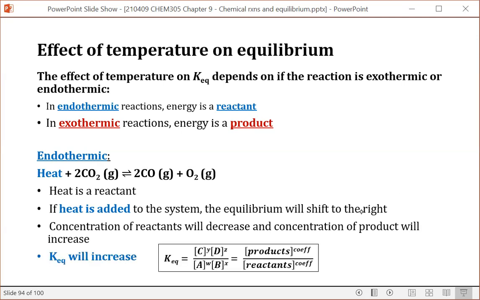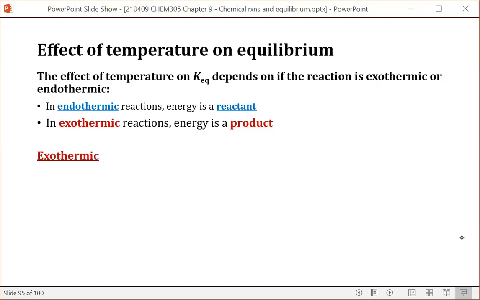We'd expect the equilibrium constant to increase because our concentration of products is increasing as a result of pushing this reaction temporarily to the right. So when the concentration of products is large compared to the concentration of reactants, KEQ is a positive number significantly larger than 1.